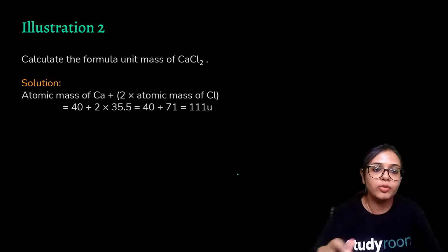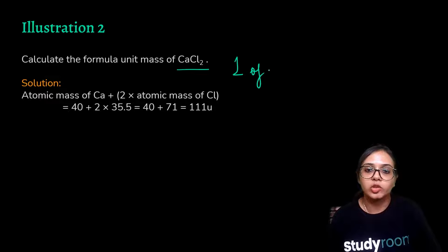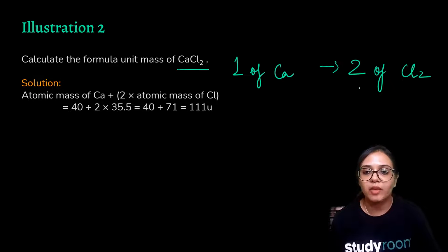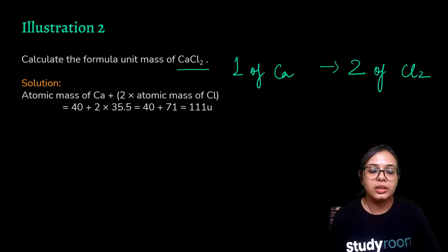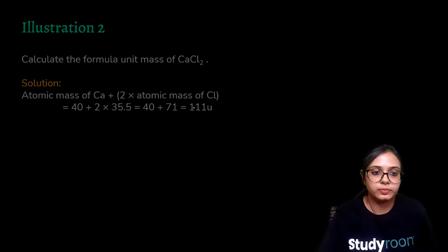Illustration 2. Calculate the formula unit mass of calcium chloride. In calcium chloride, as we can see from the formula, there is only 1 atom of calcium and 2 atoms of chlorine. So we will be multiplying the atomic mass unit of chlorine, 35.5, by 2, and the atomic mass of calcium is just 40, since there is only 1 atom of calcium. So 40 plus 2 into 35.5, that is 40 plus 71, that is 111 U.